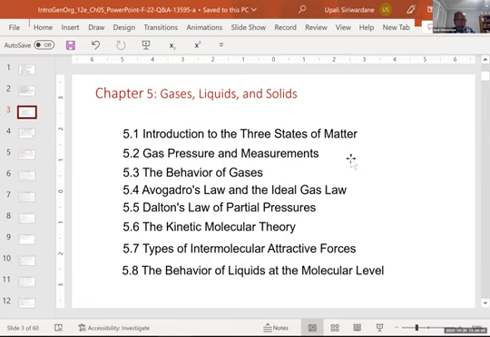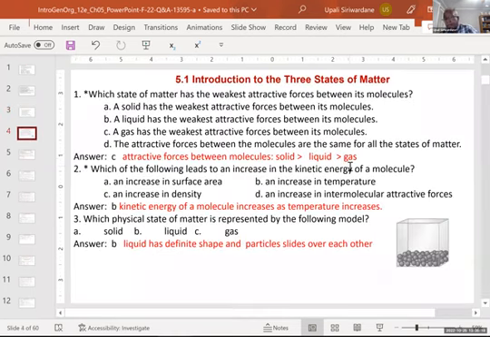I am going to go through questions from these topics in that order, and try to give you an idea of how to solve problems and help you out with the test. All right. I'm going to start with introduction to states of matter.